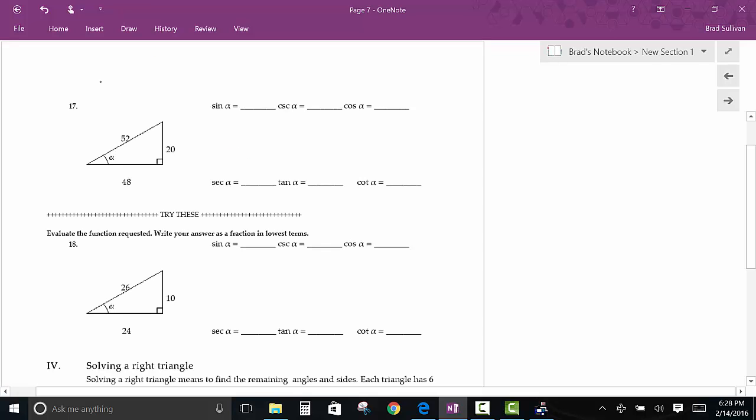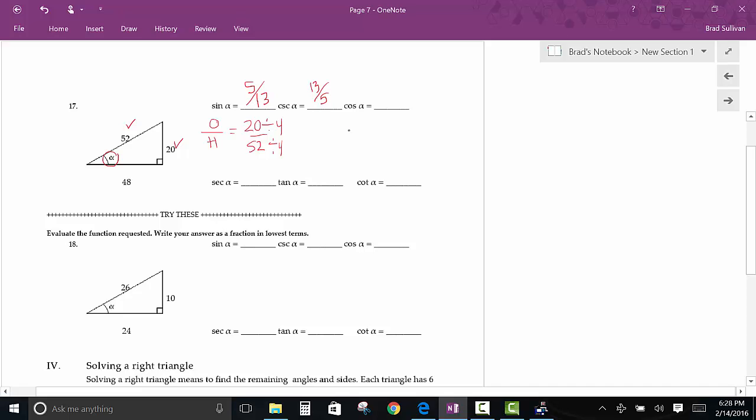Okay, now on the next page, I'm going to do one more like this and just make sure that you got the hang of this. So, all right, the sine is the opposite over hypotenuse. So we're looking at this angle alpha, opposite's 20, hypotenuse is 52. So we're going to do 20 over 52. That fraction reduces by 4, I believe. So you'll find that 20 divided by 4 is 5, 52 divided by 4 is 13. And then once we have the sine, the cosecant is going to be that reciprocal like that.